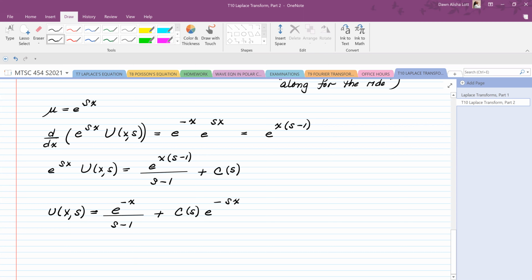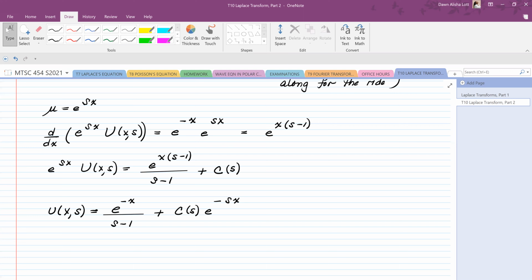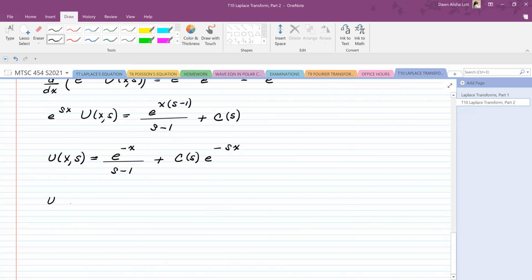All right, so now I need to use my boundary condition. So now I know when x is 0, U of 0 and s is just 1 over s. So that means that 1 over s minus 1 plus c of s has to be 1 over s. So now I know c is 1 over s minus 1 over s minus 1. Okay.